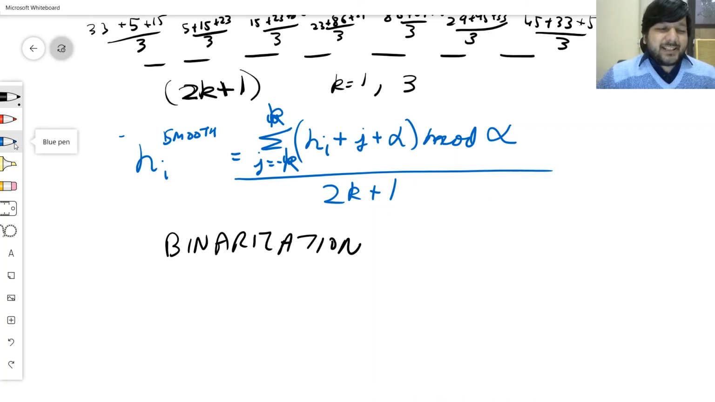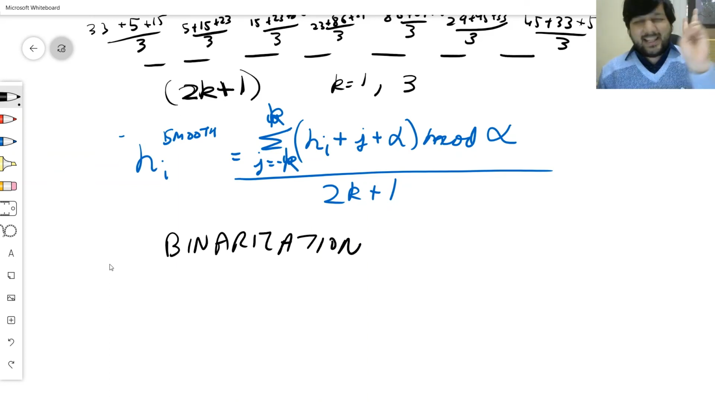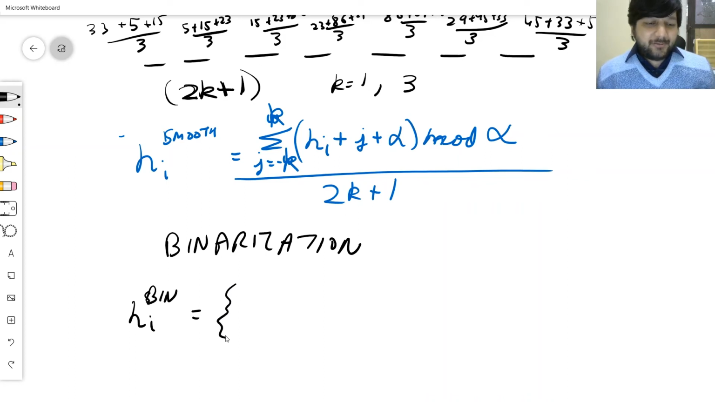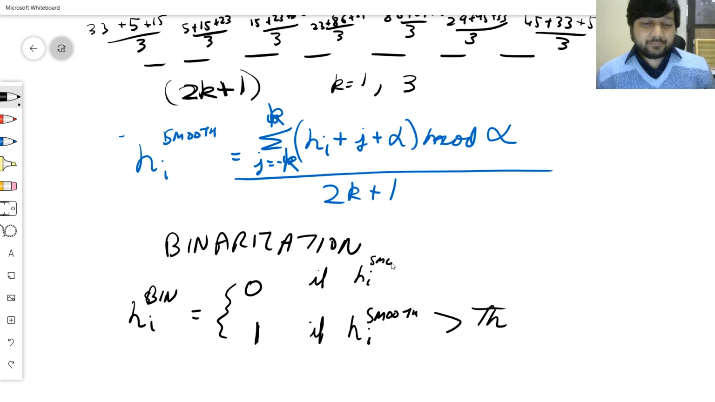In binarization, what I say is, there's an obstacle at an angle or there's no obstacle at an angle. I don't say more obstacles, less obstacles, too many obstacles, few obstacles, some obstacles. I say obstacle or non-obstacle. I binarize it. So I say HI binarized is equal to either 0 or 1, either no obstacle or an obstacle. It's an obstacle if it's greater than a threshold, and not if it's less than a threshold. So we binarize it.